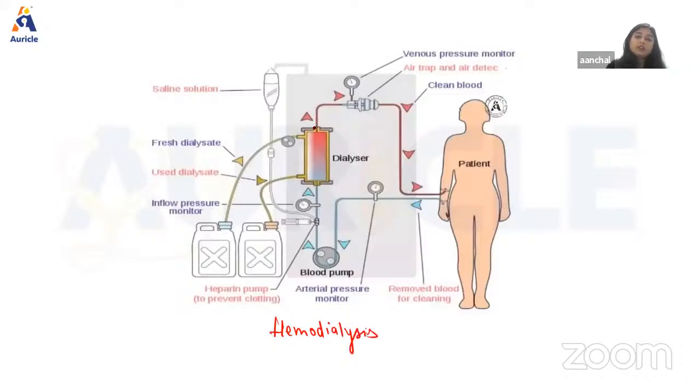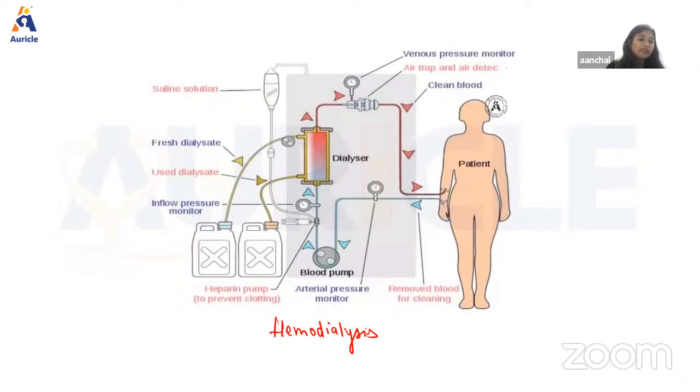So in this, we have a dialyzer, then we have an inflow pressure monitor, then the heparin pump is here. Heparin is used as an anticoagulant here. Then they are installing the fresh dialysate here. Dialysate is basically a fluid which gets filled inside this dialyzer. Then the saline solution is here. So we're going to discuss the mechanism through which this whole process can be done.